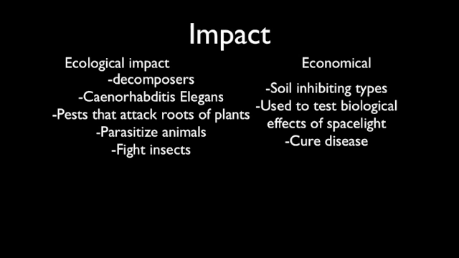Their impact. Ecologically, multitudes of nematodes live in moist soil and in decomposing organic matter on the bottoms of lakes and oceans. They have an important role in decomposition and nutrient cycling, but little is known about most species. They also help in research. The study of C. elegans is revealing some of the mechanisms involved in aging in humans. Many are pests that attack roots of plants. Other species parasitize animals. They also fight insects. Some nematodes can kill crop pests by entering insects' bodies and killing them with bacteria.